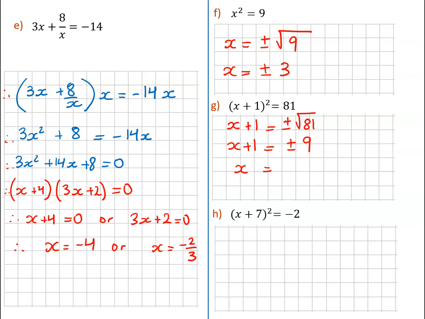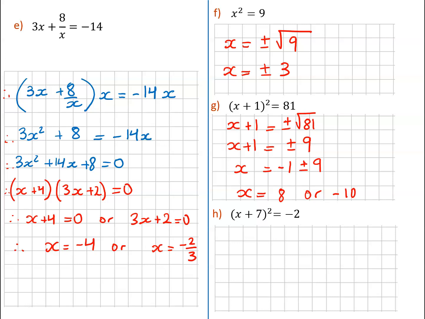How does plus 1 go to the right-hand side? As negative 1. Okay, so negative 1 plus or minus 9. And we're almost there. What's negative 1 plus 9? 8. What's negative 1 minus 9? Negative 10. Okay, let's go and check. If x is 8, 8 plus 1 is 9, 9 squared is 81, perfect. What about negative 10? What's negative 10 plus 1? Negative 9. Negative 9 squared, 81. Excellent, it works.